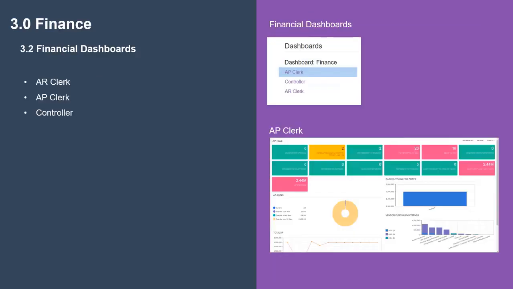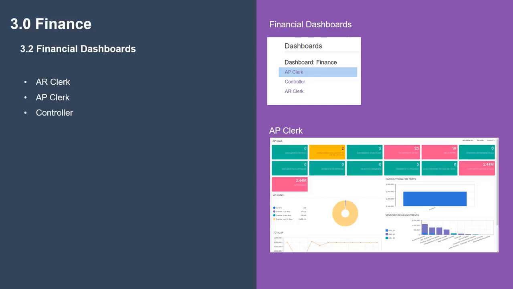As of 2021.1.1, the financial reports for the AR Clerk, AP Clerk and Financial Controller are included in MYOB Advanced. These dashboards include various key performance indicators, metrics and charts that are relevant to the various user roles. For example, for the AR Clerk, we have aged balances, overdue accounts, customers on credit hold. For the AP Clerk, we have documents on hold, PO receipts to bill, and AP aging.